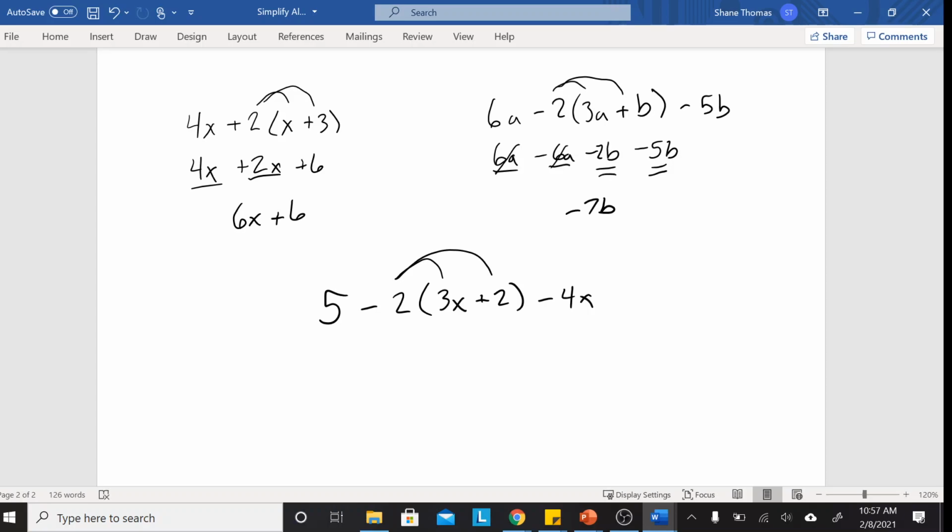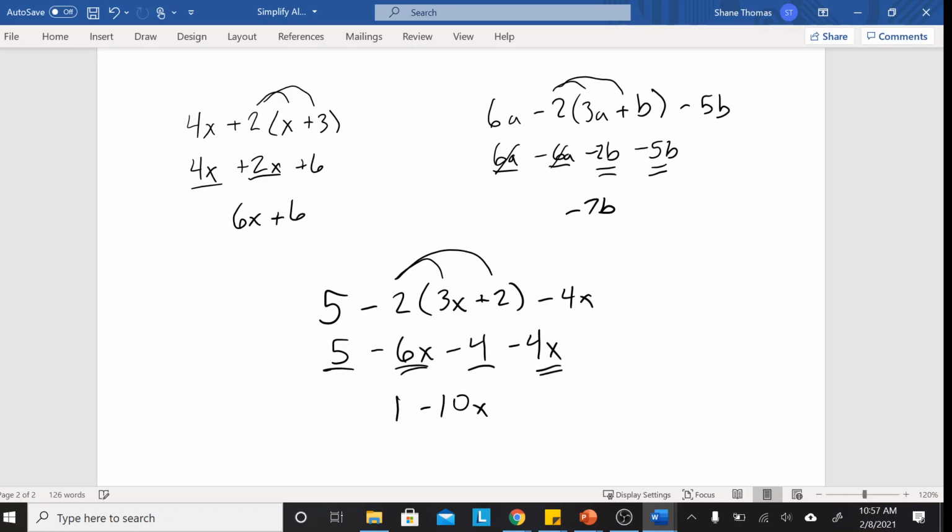All right, so let's check it. We distribute that. So I have 5 minus 6x, and then negative 2 times 2 is going to be negative 4 minus 4x. Combine like terms. Here, here, here, and here. 5 minus 4 is going to be 1. And then negative 6x and negative 4x is going to be negative 10x.